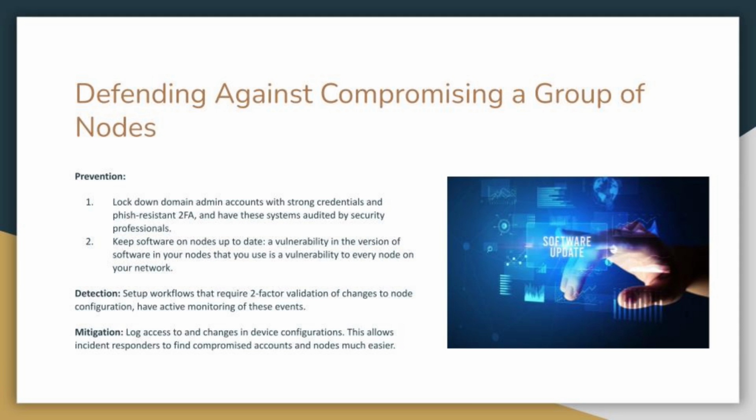Lastly, defending against a compromise of a group of nodes. To prevent this, you should lock down domain administrator accounts with strong credentials and phishing-resistant two-factor authentication. You should also have these systems audited by security professionals. You should keep software on your nodes up to date. Remember, if you're using the same version of software on all of your nodes, and that version of software is vulnerable, then there is a vulnerability in all of your nodes. If an attacker figures out how to compromise one node, it is trivial for them to then compromise every other node on your network.